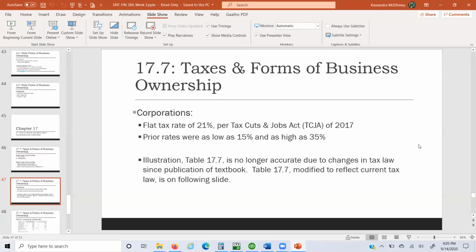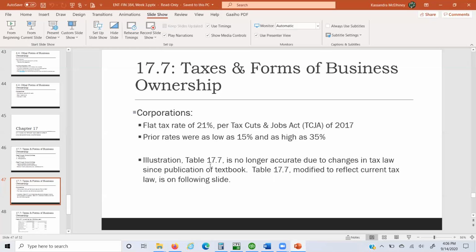So again, our corporations, to go back more than a few slides, effective due to the Tax Cuts and Jobs Act of 2017, abbreviated as the TCJA. Corporations used to have a graduated tax system with rates as low as 15%, as high as 35%. That structure has been done away with in favor of a flat tax of 21%. And that's been the case since 1/1 of 2018.